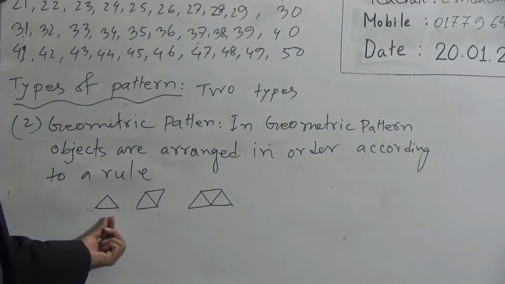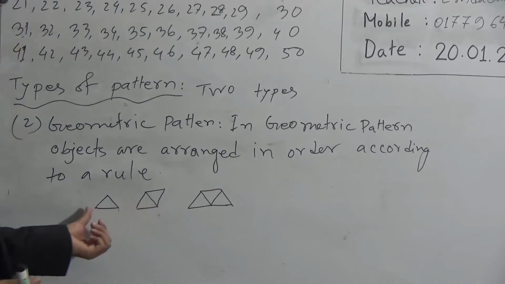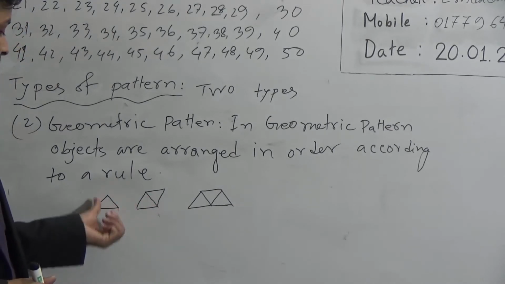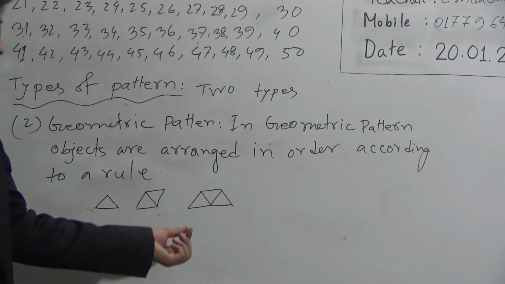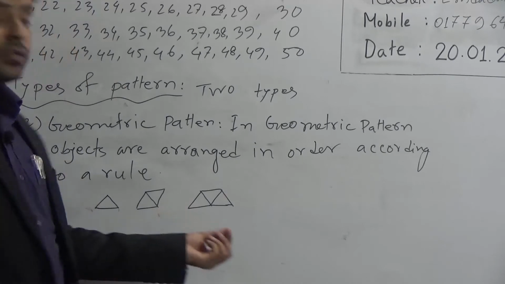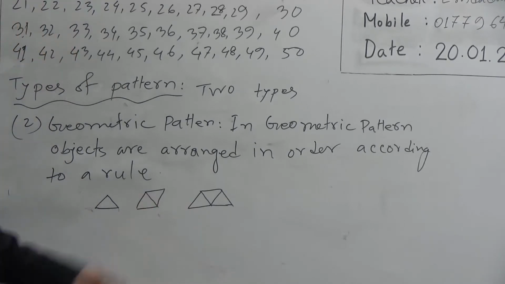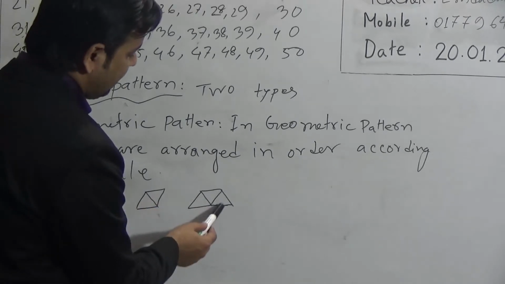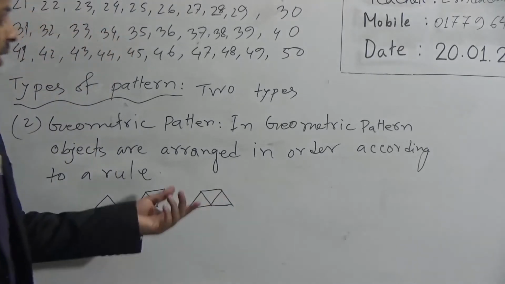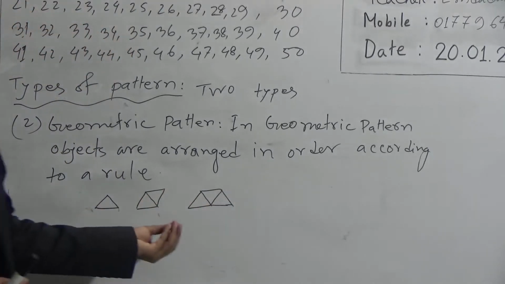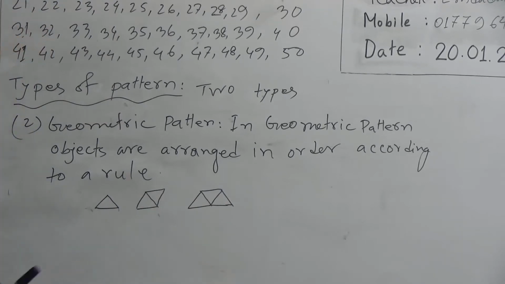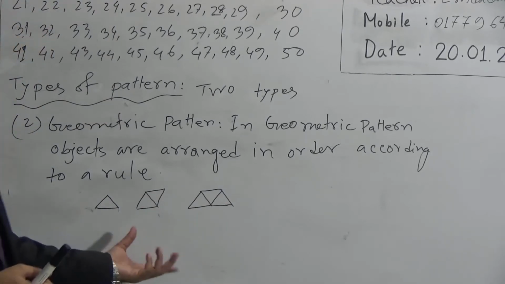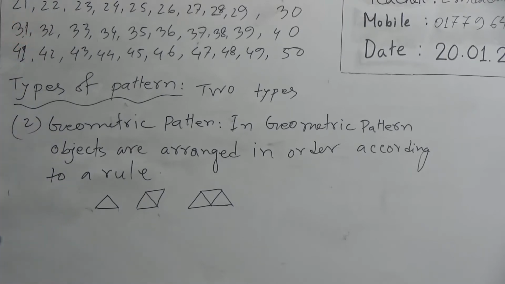So every time we are increasing a triangle, or if we consider the sticks, 3 sticks here, 5 sticks here, 7 sticks here. So in this way we can get the pattern. 1, 2, 3, 4, 5, 6, 7 sticks here. So in this way we will get the pattern, every time 2 sticks are increasing if we consider. This type of shapes make a pattern. This pattern is known as geometric pattern. Okay, dear students?